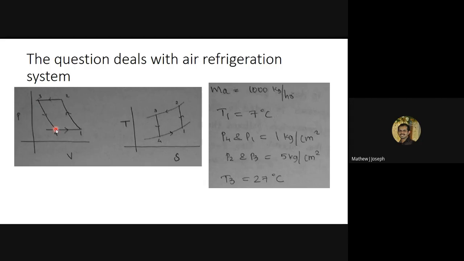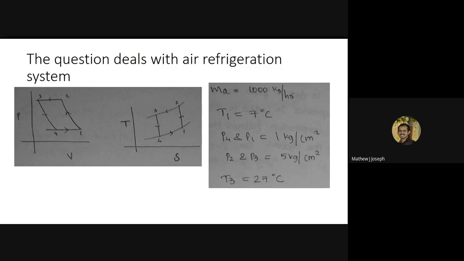So what will be the atmospheric pressure here? P4 or P1. But we have already written the value for P4 and P1. It is written like this: 1 kilogram per centimeter square. Normally, if nothing else is mentioned, we can take the value of one atmospheric pressure as 1 kilogram per centimeter square. So P4, that is after expansion, it is brought down back to P4.